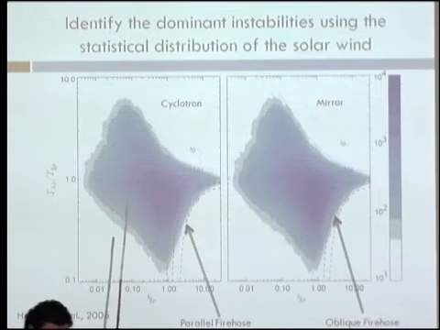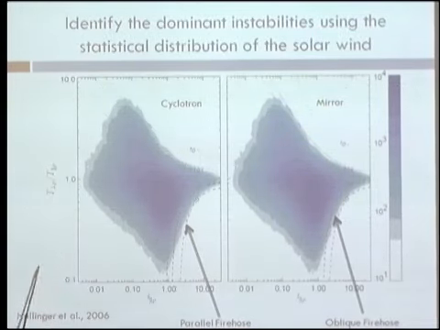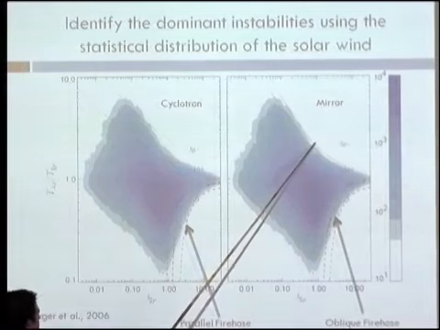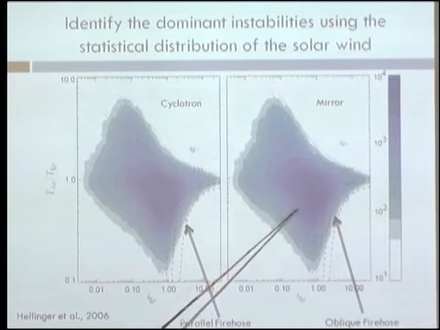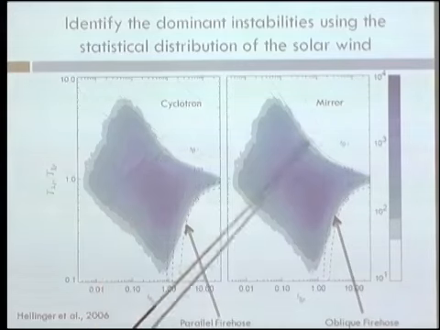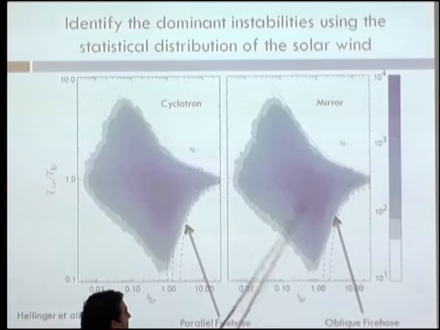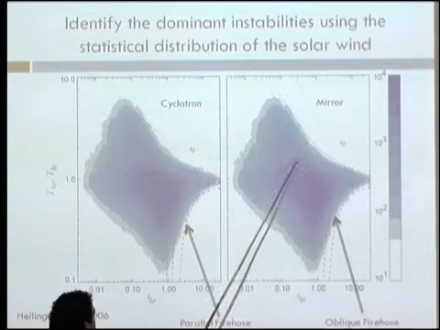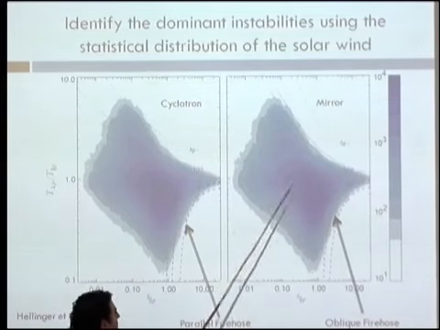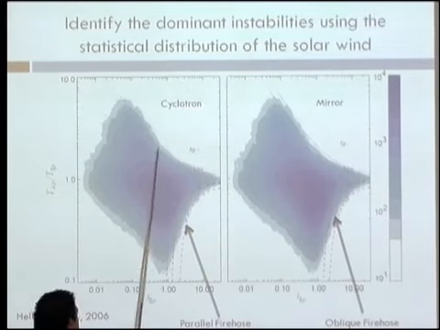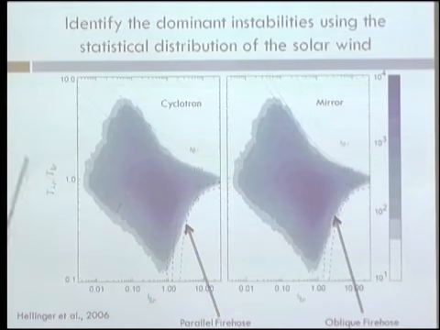So you've seen this a few times. I just want to point out some things. So cyclotron instability growth curves, mirror instability growth curves. The blue contours are the exact same data set. We're just comparing different growth rates. And here we have the standard MHD parallel fire hose. Here we have an oblique fire hose. And so what you can see is the mirror instability and the oblique fire hose fit the functional form of the data better than the cyclotron and the parallel fire hose instability thresholds.